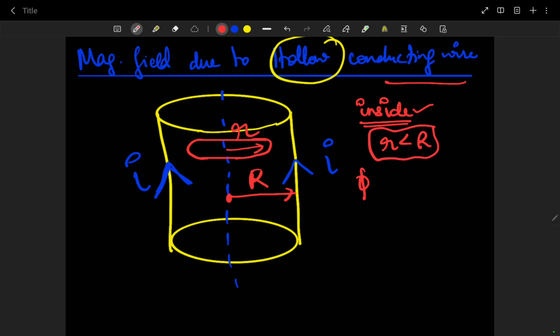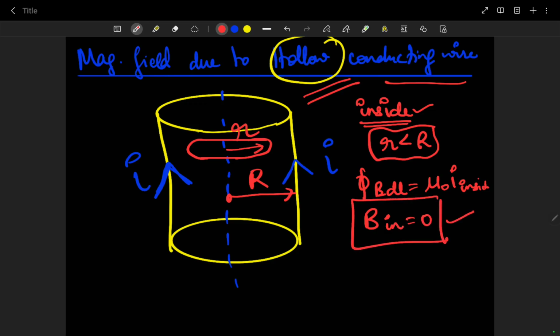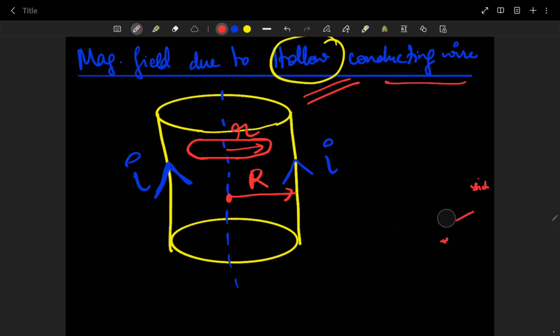So what will happen? You go to the statement that you have learned in your Ampere circuital law, which is ∮B·dl = μ0 I inside, right? What you can understand is, since there is nothing inside, it's all hollow, it will give you B inside of zero value, right? Because it's hollow.